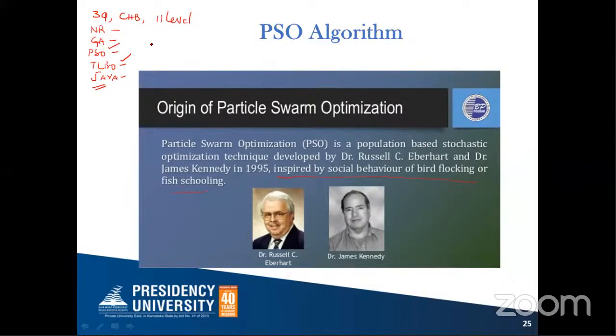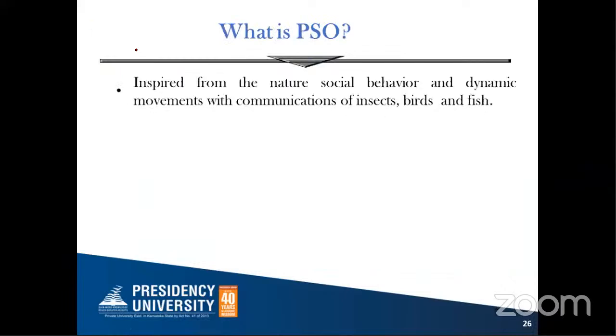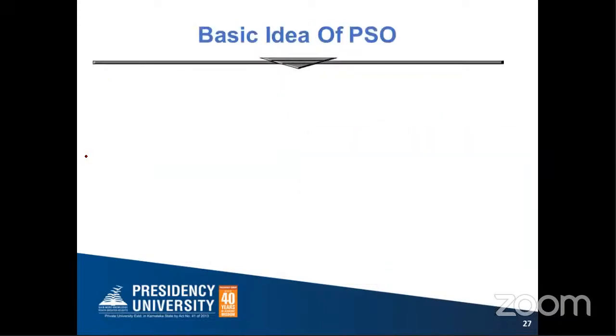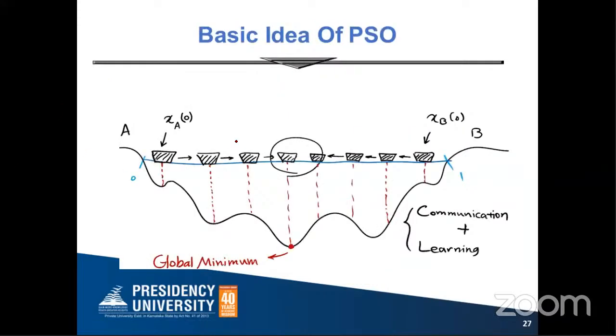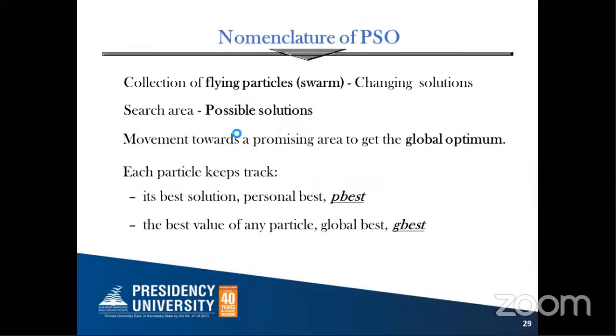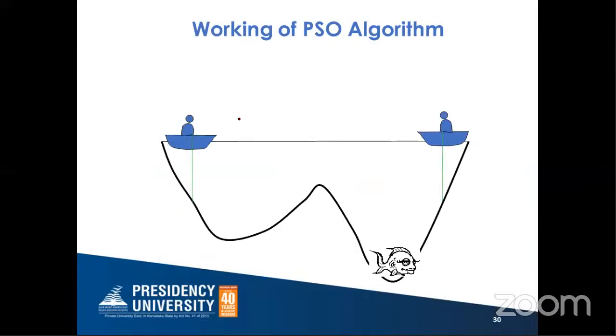So how will these algorithms work? This algorithm works very simply. Let me take one example here so that you can understand the algorithm very simply. This is your objective function. In your case, if you say MPPT controller, this is your objective function here.